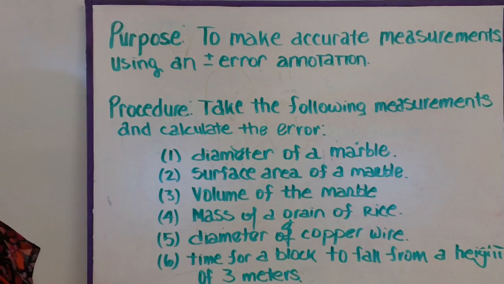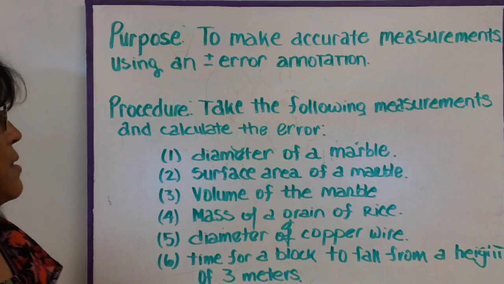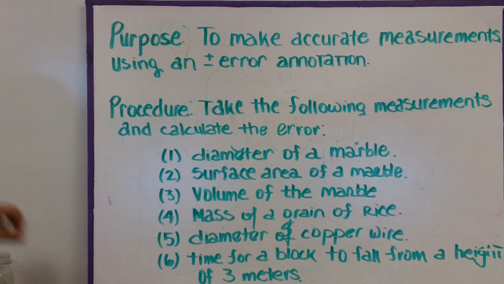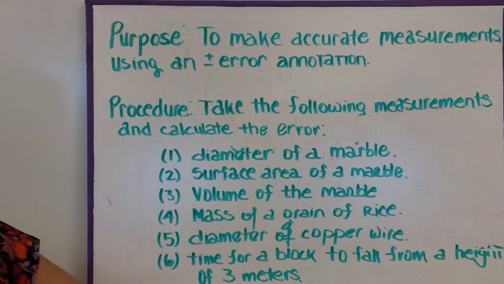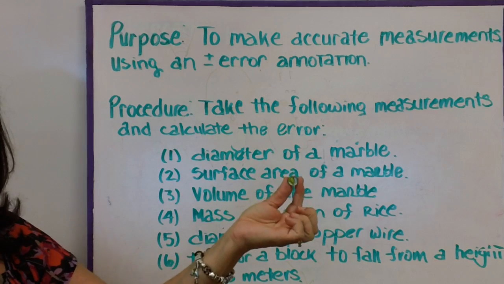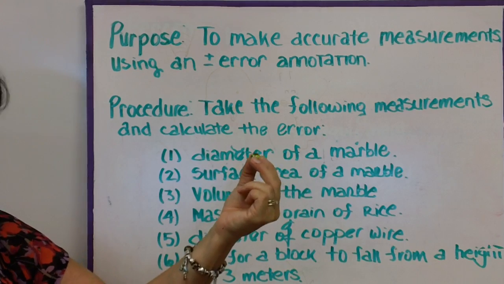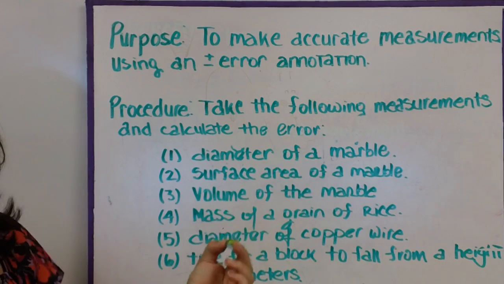The procedure, we're going to take the following measurements and calculate the error for each of these measurements. First, we're going to find the diameter of a marble. So here we're going to have a jar of marbles. You're going to take one of these marbles and you're going to have to find the diameter. The way that you can do this is many ways.